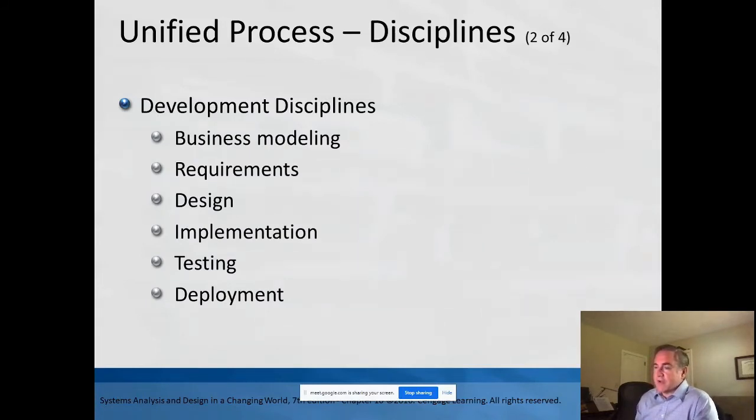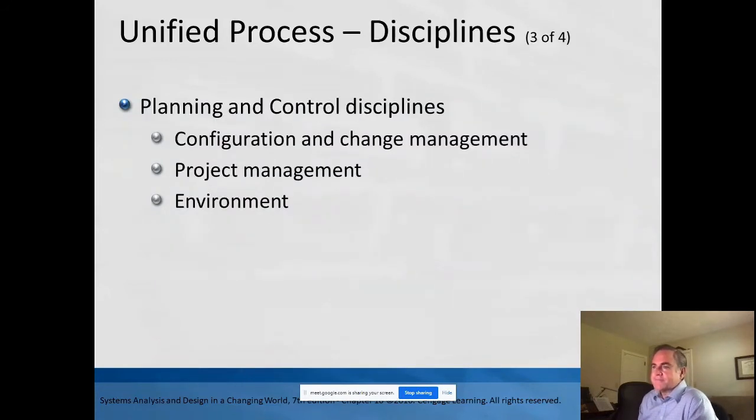You have the modeling: what are my business requirements? What is a model to describe those? The actual requirements themselves, designing, implementation or the actual build, testing: does it work the way I expect it to, and deployment. When I roll it out, are people going to accept it? This is where the acceptance tests and things like that are going to be done during deployment.